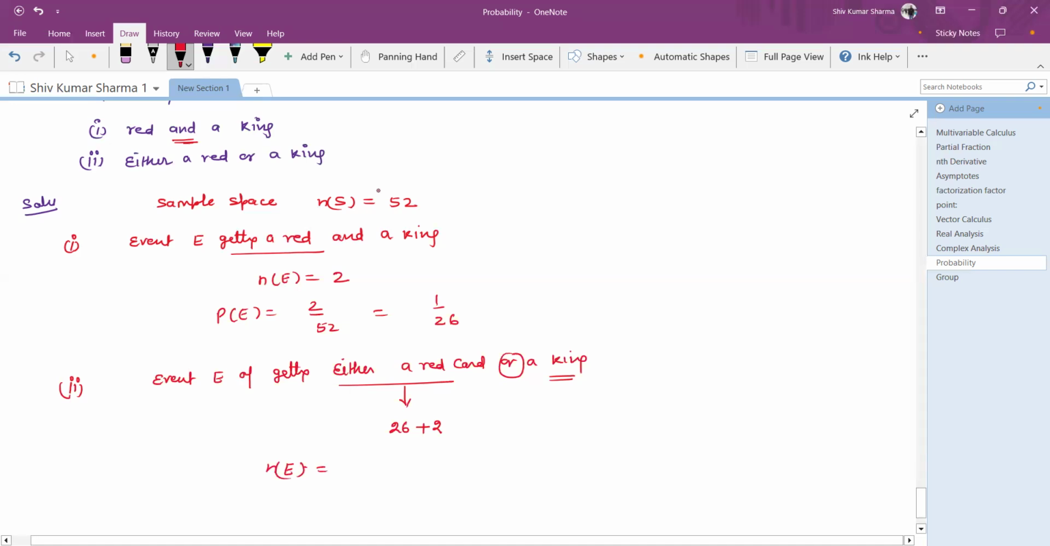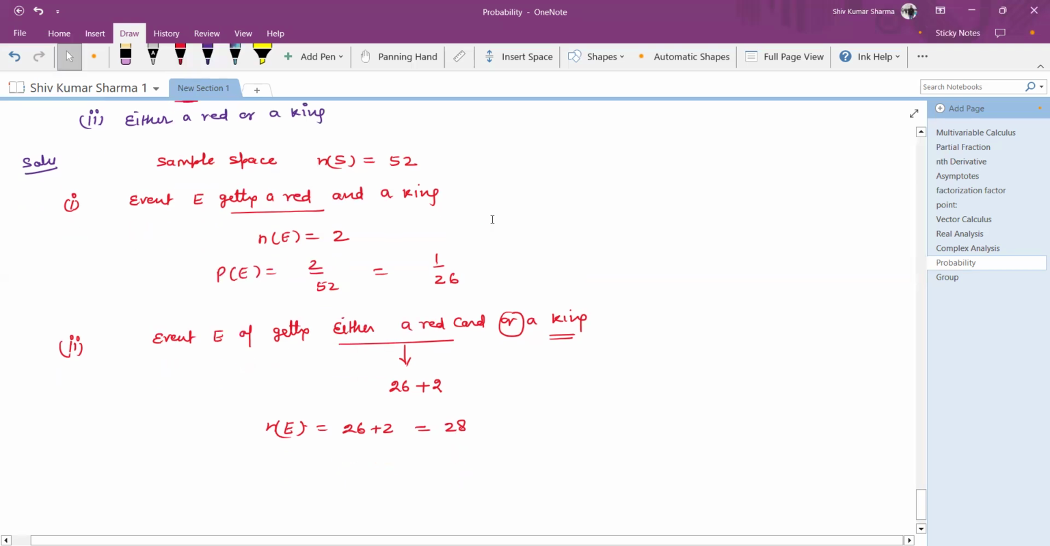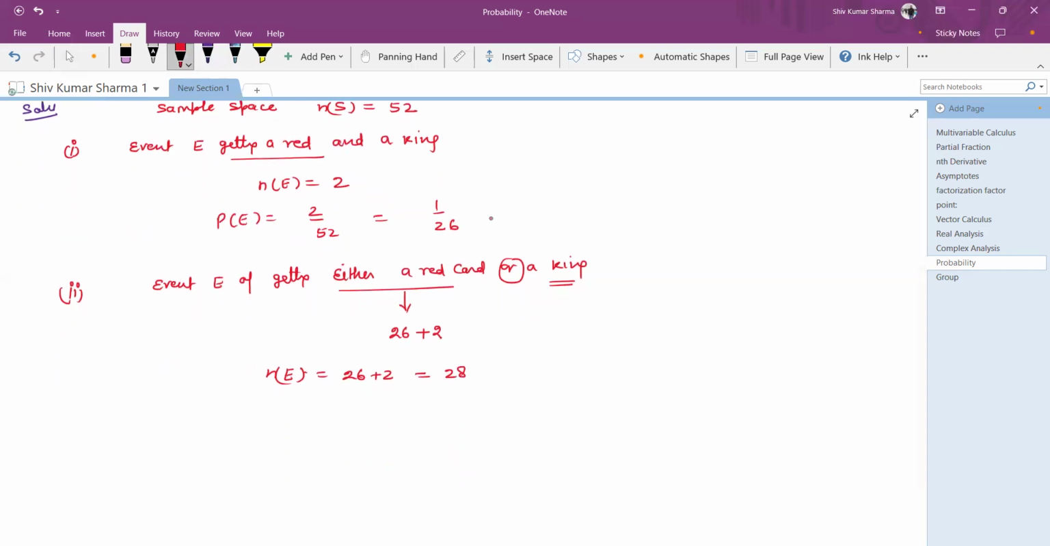So event E contains how many elements? 28 elements, 26 plus 2 equal to 28. So 26 red cards, in which we have included two kings, plus two kings taken from the black cards. So the total is 28. So n(E) is 28 elements. So the probability P(E) of getting either a red card or a king is equal to 28 upon 52, n(E) upon n(S), which is 7 by 13. So these are the answers.